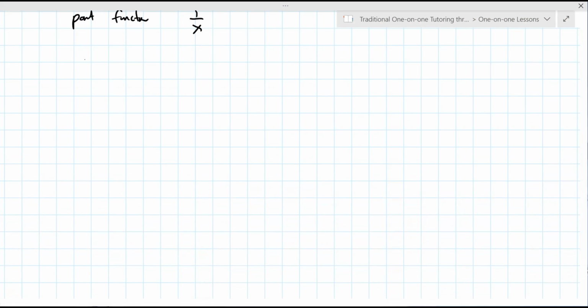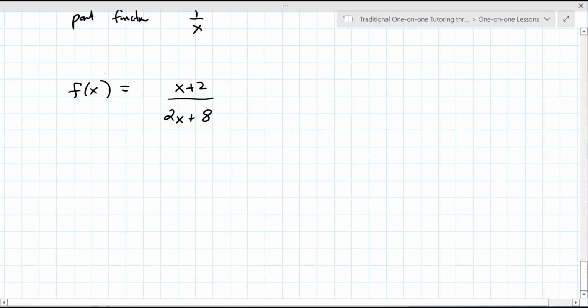Okay, it's x plus 2 divided by 2x plus 8. Yeah, so I'm writing it now. Can you tell me if this is what you meant by what you sent? Yeah, that's right. Okay, fantastic.